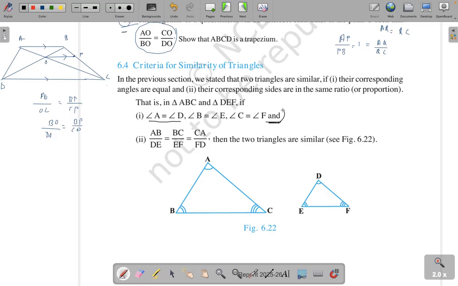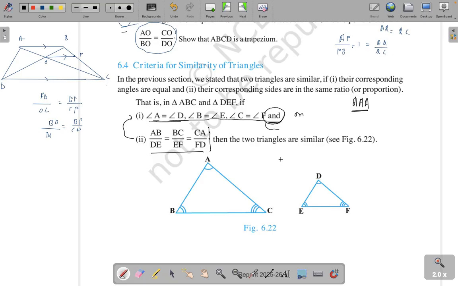This says and, but later we'll see that if you have all the angles as equal, then the sides are proportional, or if you have sides as proportional, then the angles are equal. So there's no need to have this and, you can have or. Either you prove this or this. We'll see the proof of that. So you know AAA similarity: when all the angles are equal, then the sides will automatically be proportional.